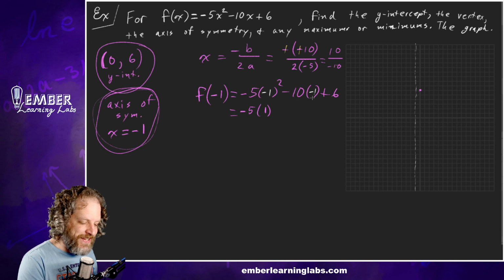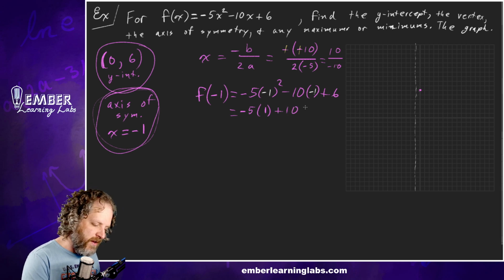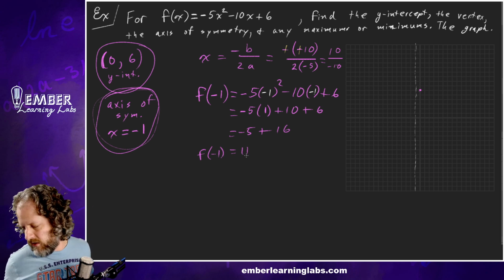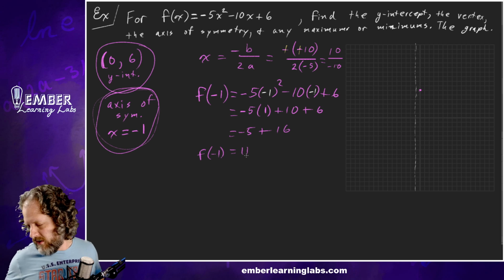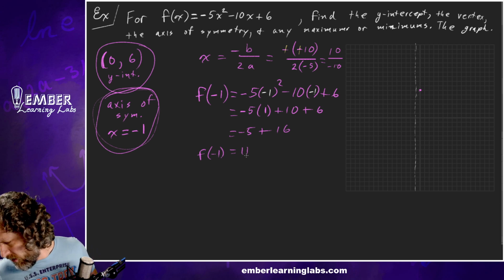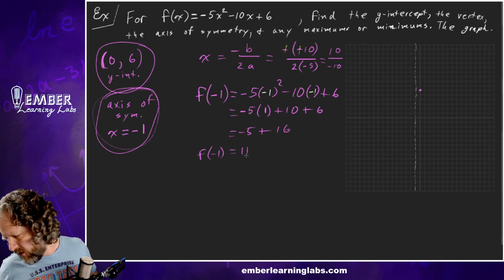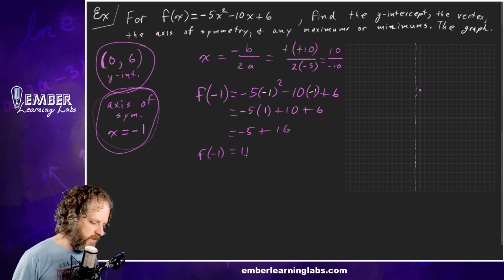I don't know. -10 times -1 is +10 plus 6. So we've got -5 plus 16. So f of -1 is +11. Right? Makes sense. Easy peasy. Double check the notes because of all the nonsense we did before. Pause. We are good to go.